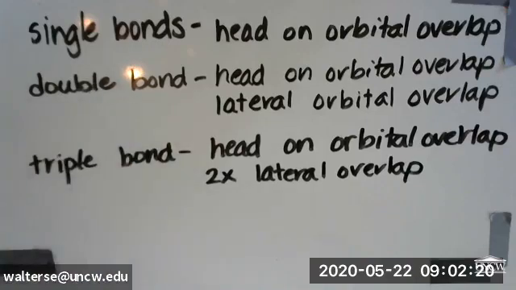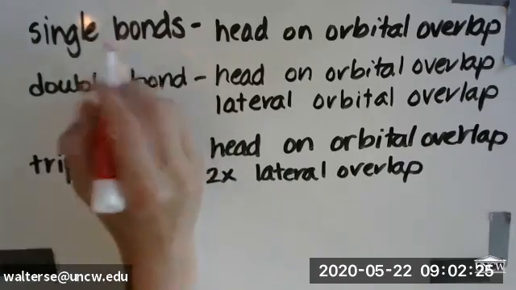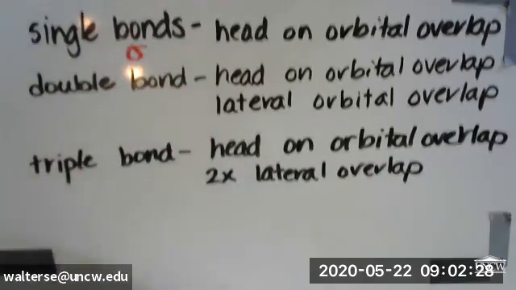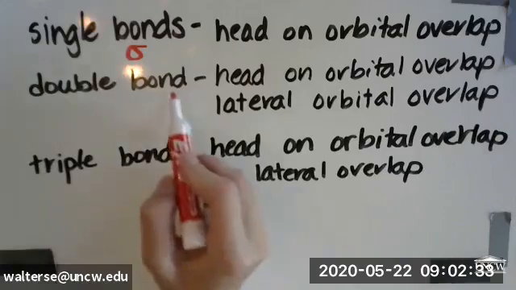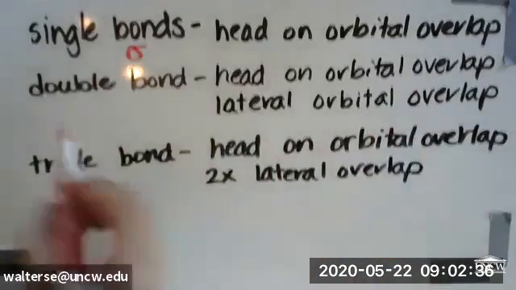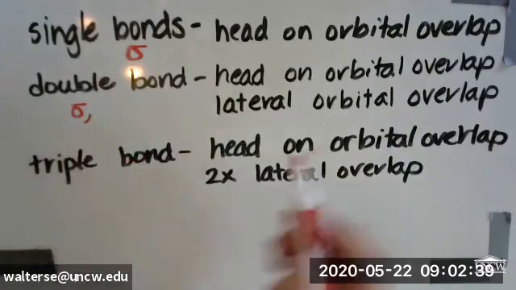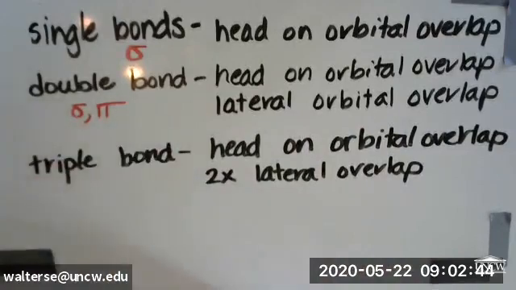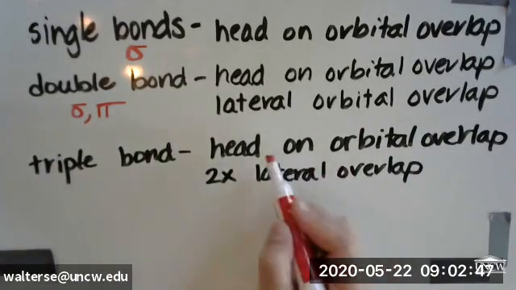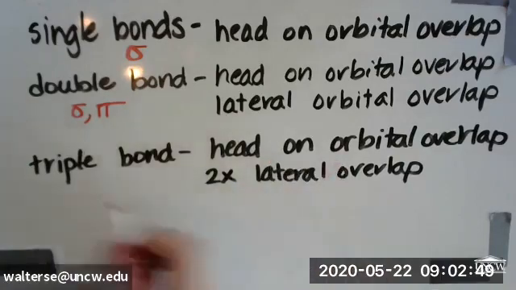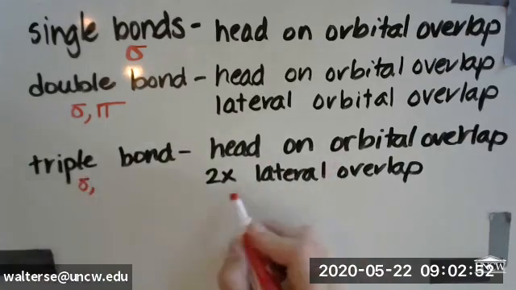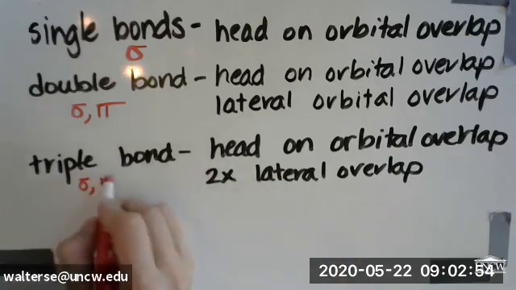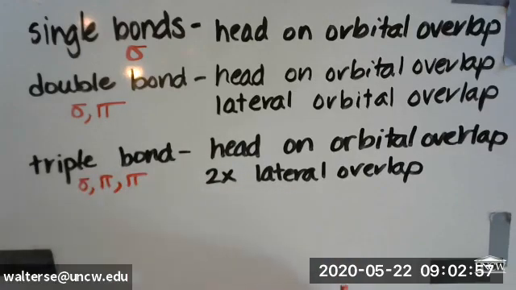Okay. So when you have a single bond, the single bond is going to be made from what we'll call a sigma bond. So if you have one head-on overlap, that's a sigma bond. The double bond has a head-on overlap, so it has a sigma bond component, but lateral overlap is called a pi bond. Okay. So in the triple bond, you have one head-on orbital overlap, so you have one sigma bond, and two lateral overlaps, so you get two pi bonds.